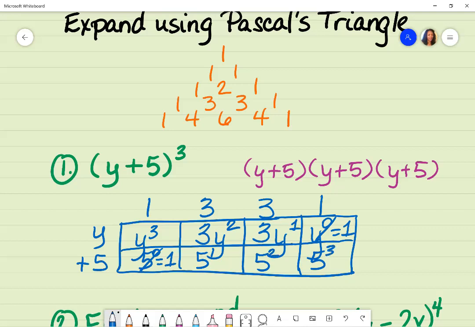Now I can simplify this. 5 to the first power is simply 5. 5 to the second power is 25. 5 to the third power is 125.